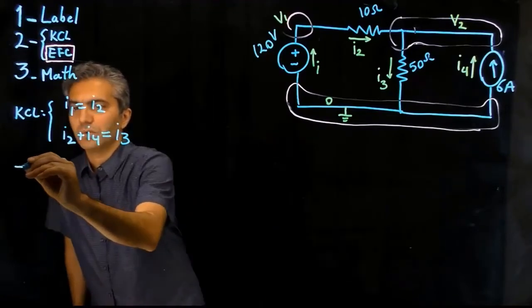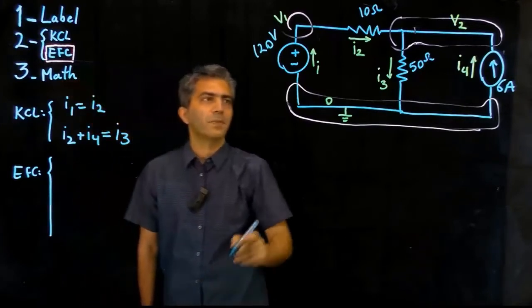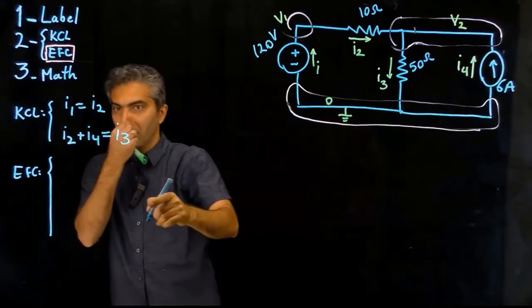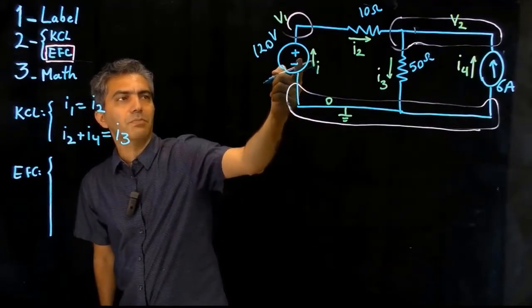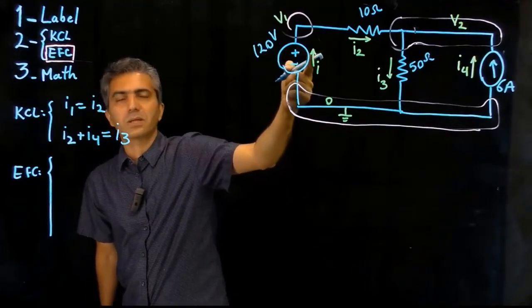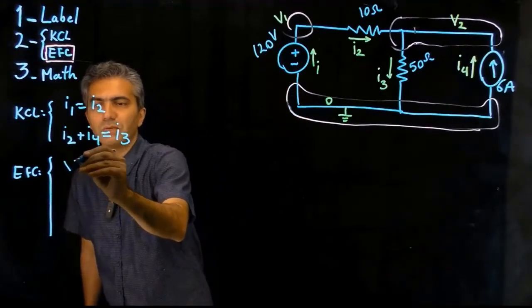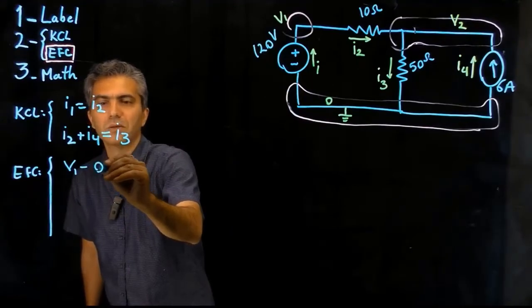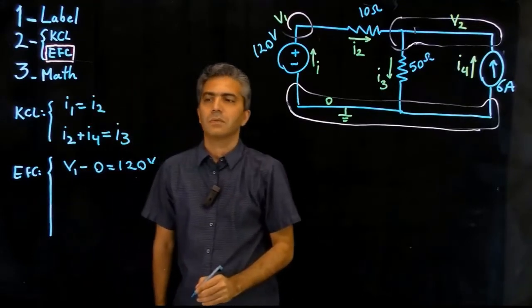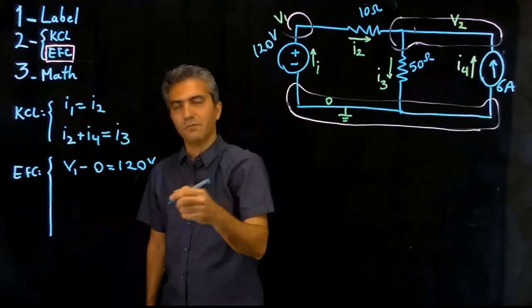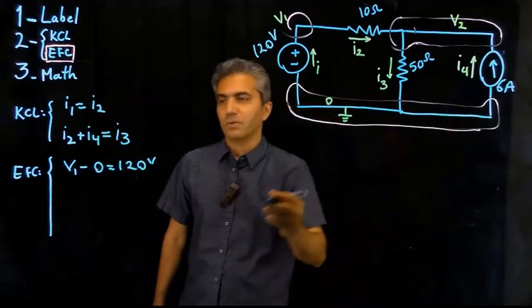We move on to equations for components. Now, we have 4 components and therefore 4 equations. So, for this component, the equation for a voltage source, as we explained, describes the potential difference across. So it would be V1 minus 0 is 120 volts, which means basically V1 is 120 volts. Then the equation for this component, actually let's do the equation for sources first.